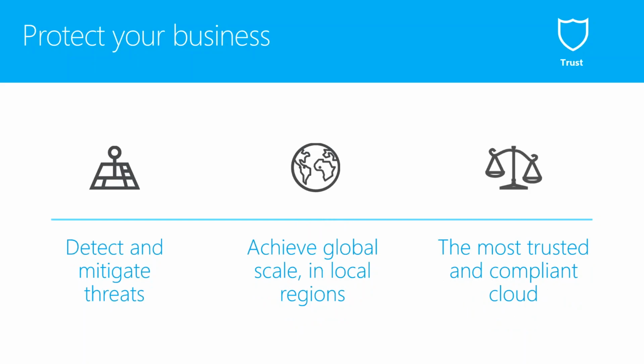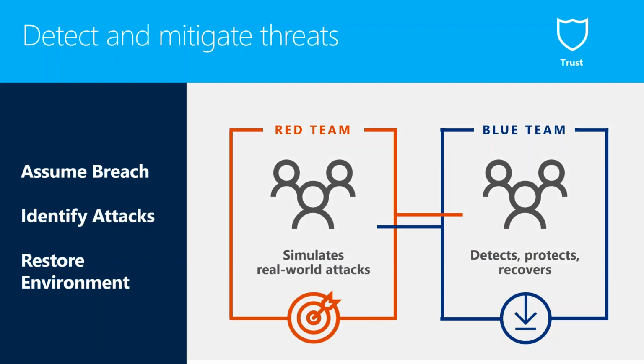On the security front, Azure has the ability to detect and mitigate threats. It allows you to scale regionally, nationally, and globally across regions, and it's considered the most trusted cloud model. Microsoft has a couple of different teams that are focused on detecting and mitigating threats. They have what they call the red team and the blue team, where they divide up their responsibilities to ensure that you have a safe computing environment.